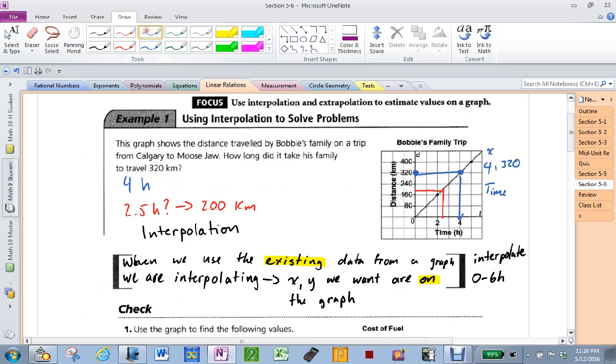What is the distances I can interpolate? 0 to 480 kilometers can be interpolated. Why? Because that's what's on the graph. Everybody cool? Okay.